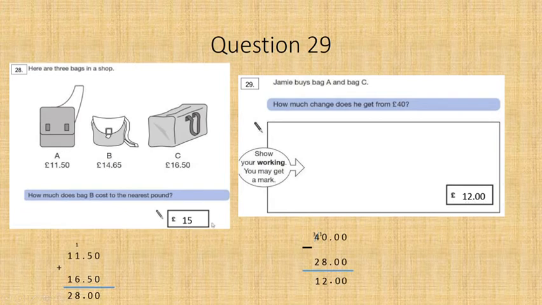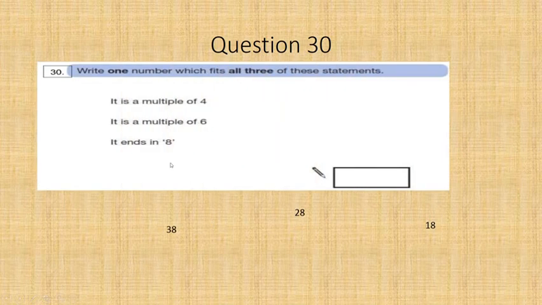Okay? So question number 30. Write one number which fits all three of these statements. It's a multiple of 4, and it's a multiple of 6, and ends in 8. Let's remember together the multiples. The multiples means it's there in the times table of 4. So the number must be in table 4, and the number must be in table 6, and it ends in 8. So I just chose three numbers here.